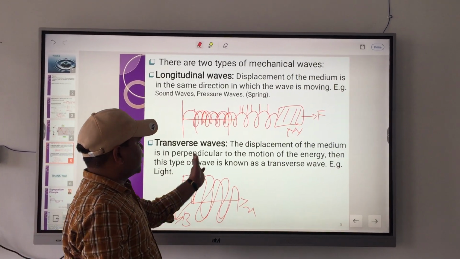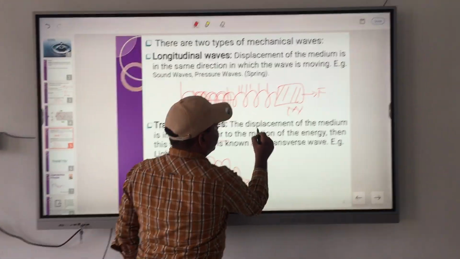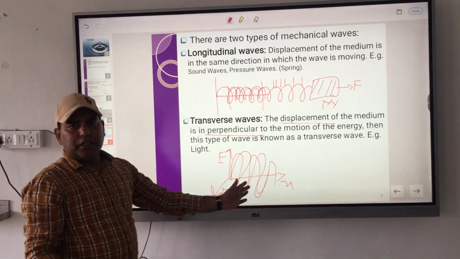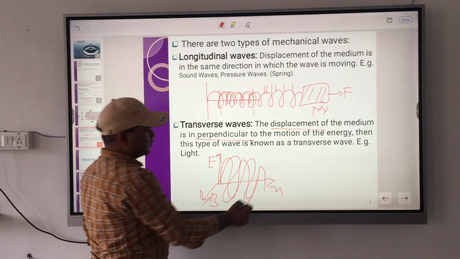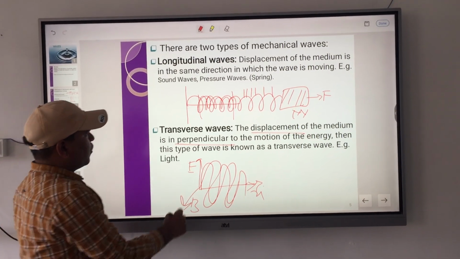So here we are talking about the displacement of the medium. The displacement of the medium is moving in the perpendicular direction, that's why this is called a transverse wave.